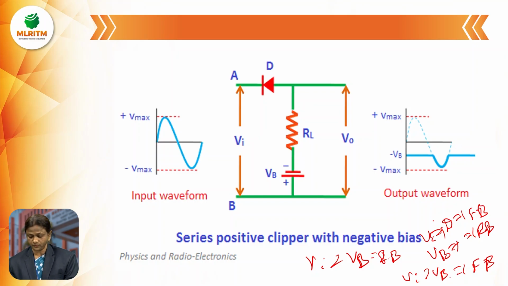Whenever VI is greater than VB, diode is in forward bias. So you can get the corresponding output. So after VB, or whenever VI is greater than VB, you can get the corresponding output. That's why this portion is represented by a thick line. So this is about the series positive clipper with negative bias.